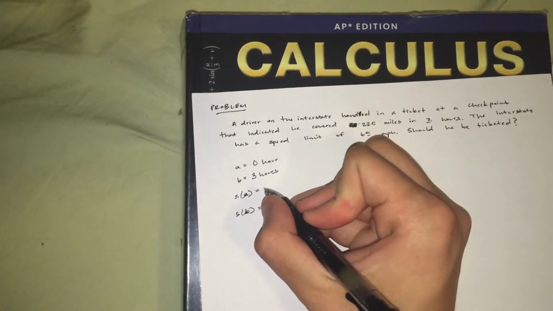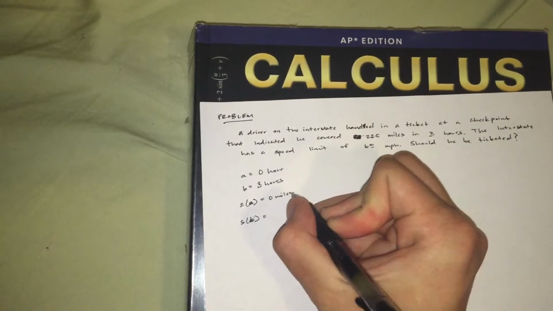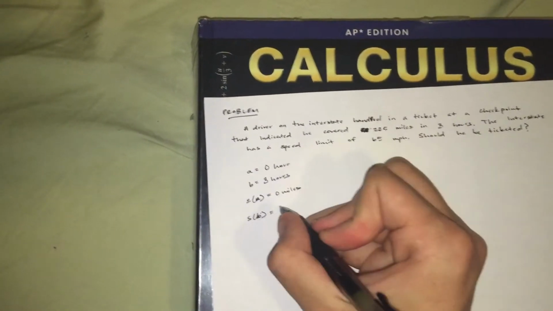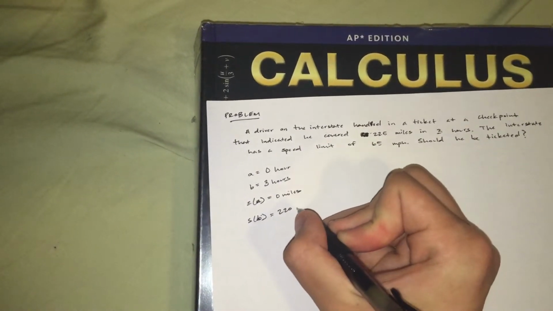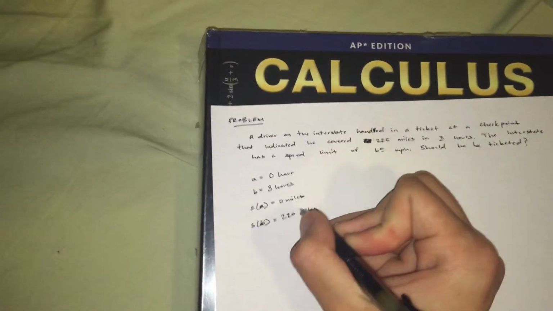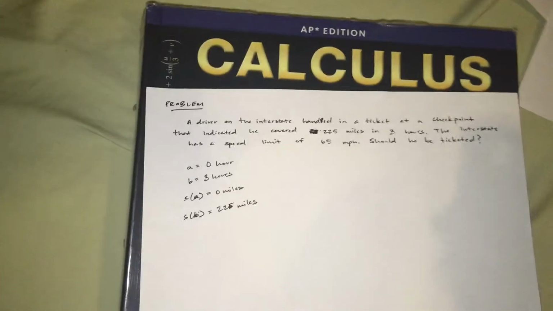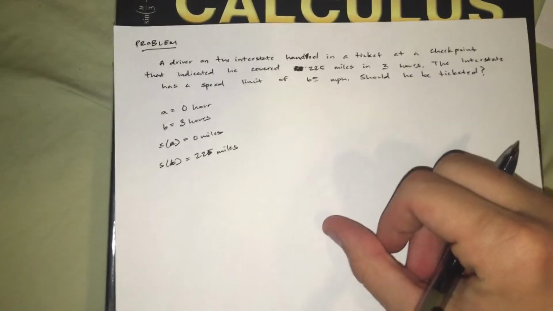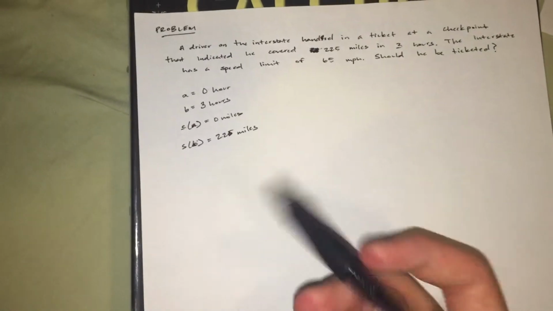S of A will be 0 miles because he started with no miles, and S of B will be, excuse me, 225 miles because he ended his travels covering 225 miles.